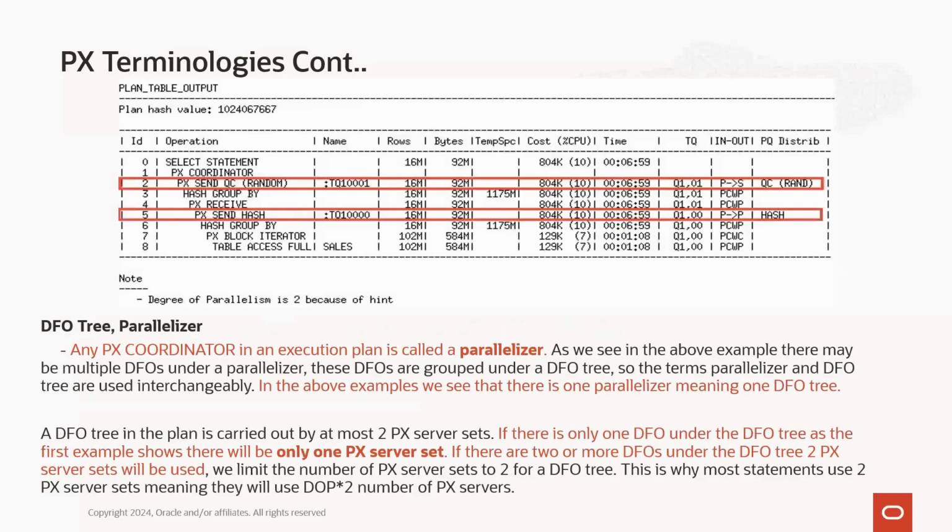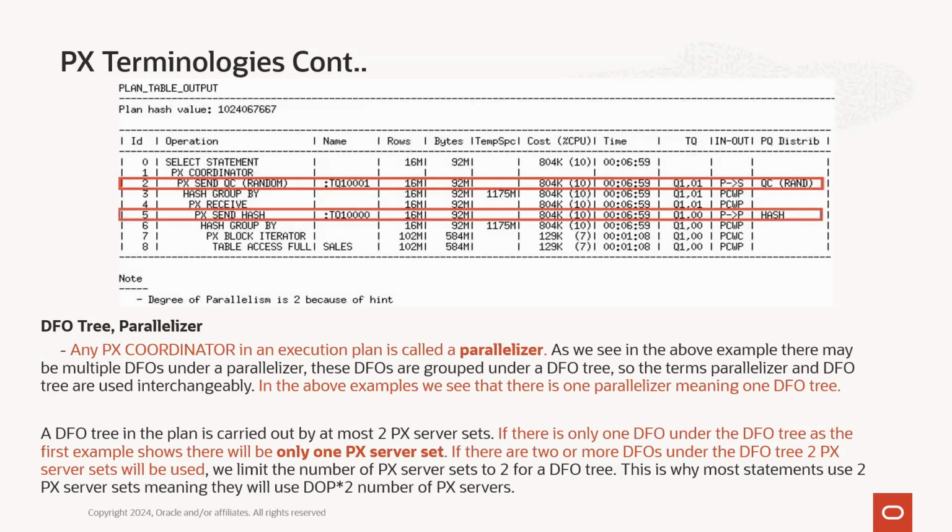DFO tree and parallelizer are used interchangeably. Any PX coordinator in an execution plan is called a parallelizer. In the above example, we can see there may be multiple DFOs under a parallelizer. These DFOs are grouped under a DFO tree.